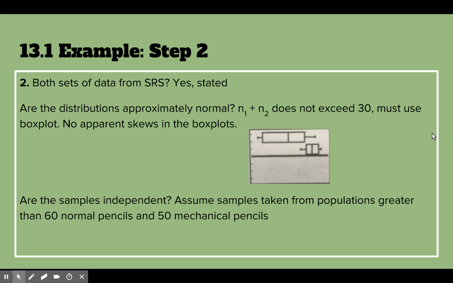So both sets of data need to be from SRS, and that is stated in the question. And then for the normality condition, because n sub 1 plus n sub 2 does not exceed 30, we must use the box plots for them. And so plugging the data into the calculator gives these box plots. And since there aren't any apparent skews in the box plots, we can go ahead and continue doing the problem. And then lastly, are the samples independent? So we must assume that the samples are taken from populations greater than 60 normal pencils and 50 mechanical pencils.